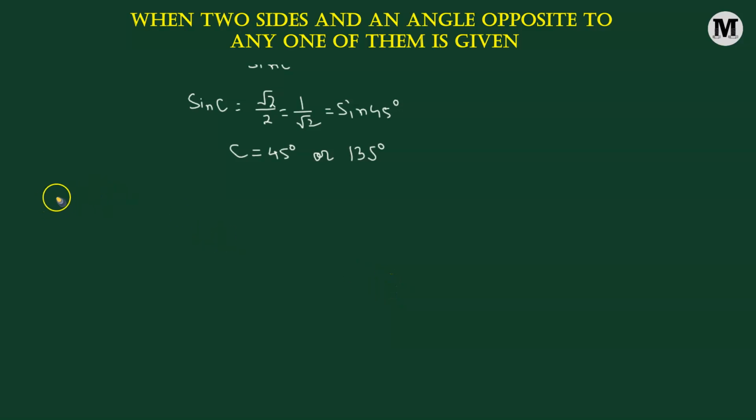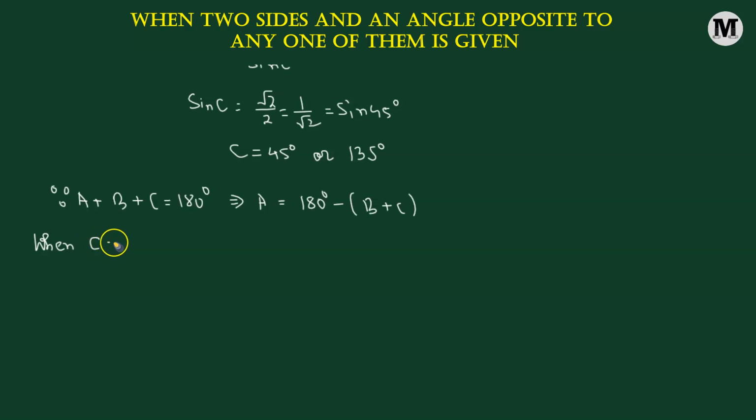Here we're going to make use of the fact that A plus B plus C equals 180 degrees. That implies that the angle measure of A is obtained by taking 180 degrees and subtracting the sum of angle B and angle C. So let's start by considering when C equals 45 degrees. We already know that B is fixed at 30 degrees. In that case, A is equal to 180 degrees minus 75 degrees, which is 105 degrees.